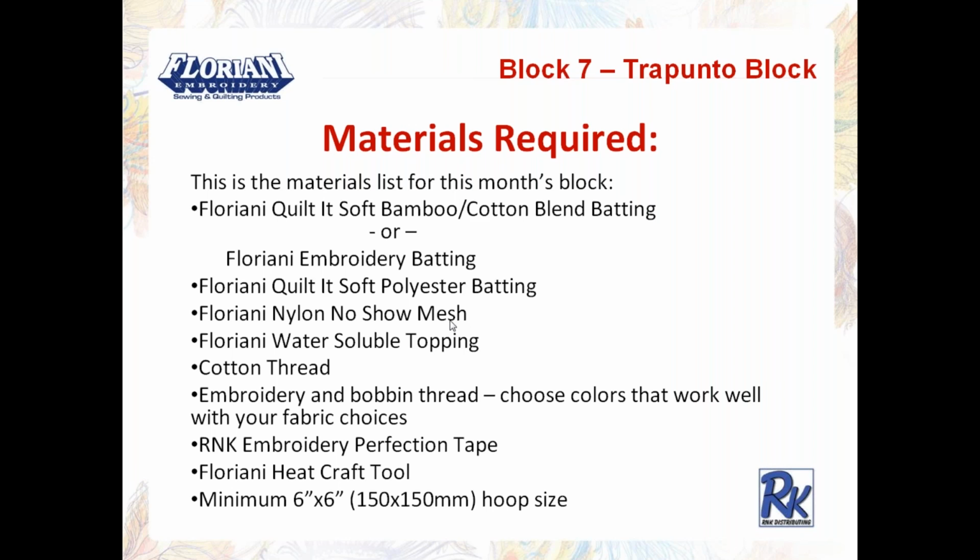Next, you're going to need some embroidery and bobbin thread. You want embroidery top thread that matches the colors that work with your fabric. And you'll need some R&K embroidery perfection tape. That's the pink tape that we all know and love. Like I mentioned earlier, you'll need the FLORIAN Heatcraft tool. You want to put the fine tip on it, so the nice pointy tip or the curved pointy tip, either one you feel more comfortable with. And then you want to have a minimum 6-inch by 6-inch or 150 millimeter by 150 millimeter hoop size.